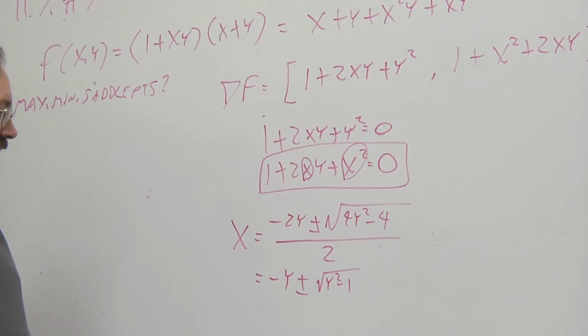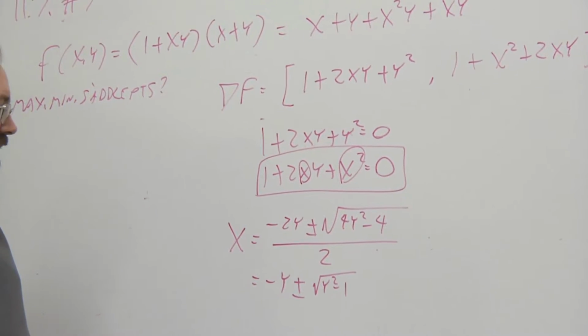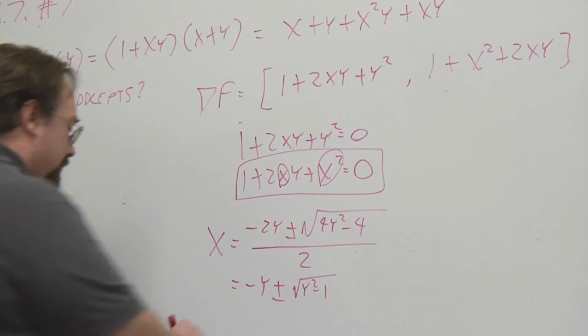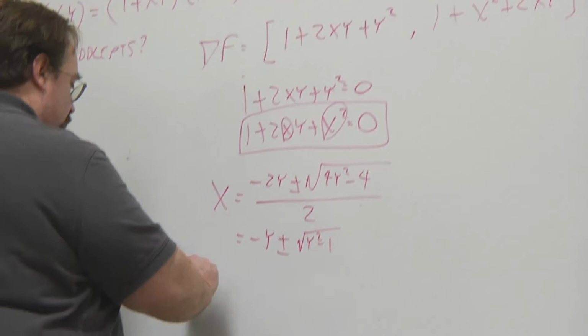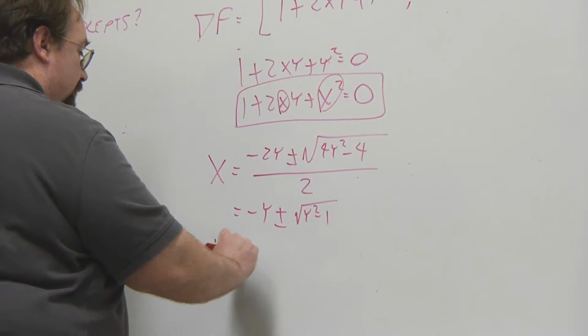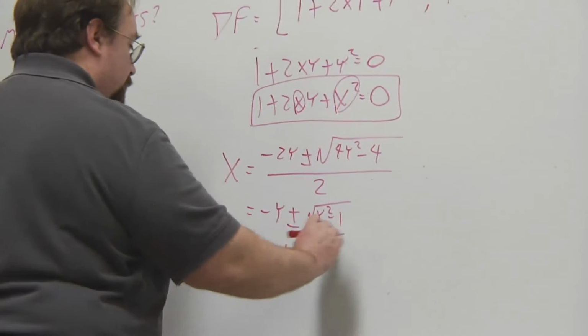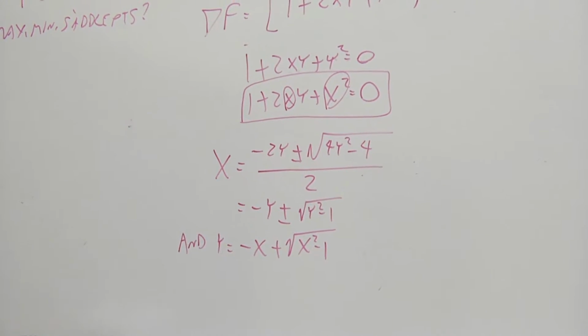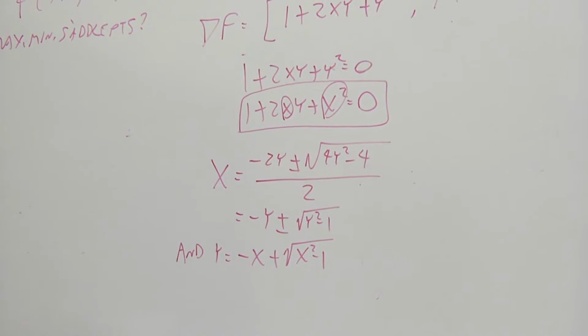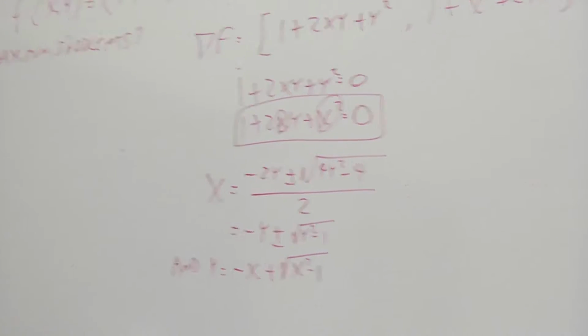Now, the other thing you can do is keep in mind that you can do the same thing with this equation. So y is minus x plus or minus the square root of x squared minus 1.